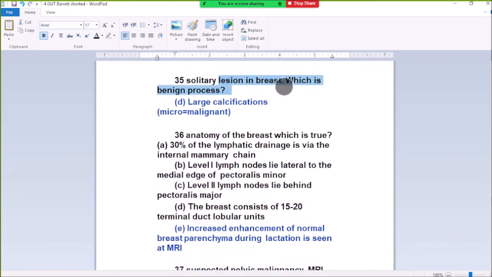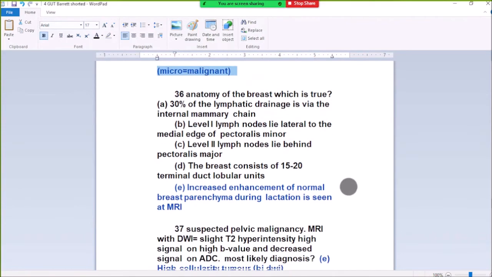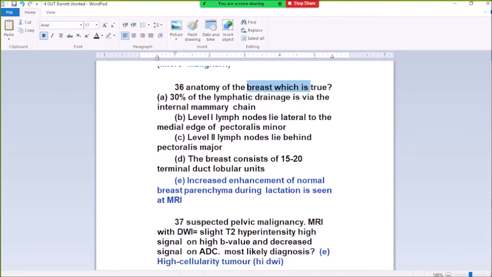35. Solitary lesion in the breast is a benign process, large calcification. Microcalcifications are malignant, but large calcifications are benign. 36. Anatomy of the breast, which is true: increased enhancement of normal breast parenchyma during lactation is seen in MRI. This is normal, true. Rest all are false.